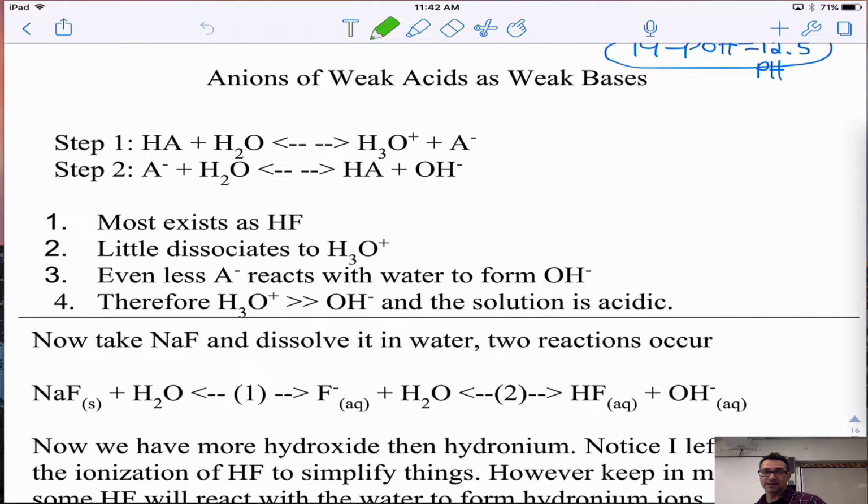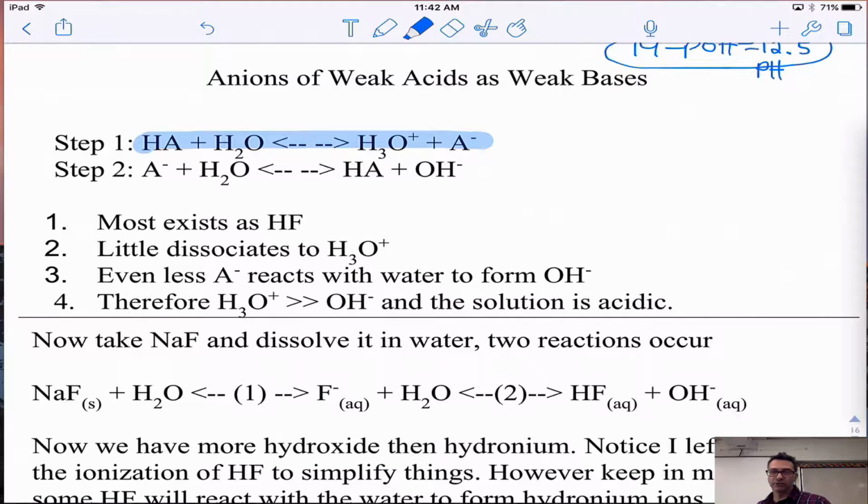What I wanted to talk to you about is a relationship between acids and bases that are conjugate pairs of one another. When you have an acid that is weak, it produces H3O+, and I show that here in step 1. Step 1 shows you HA reacting with water, producing H3O+.